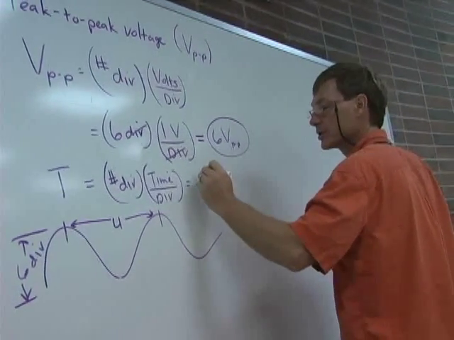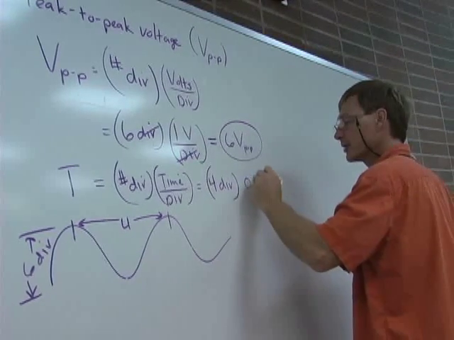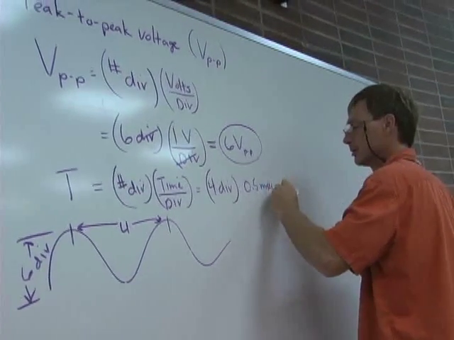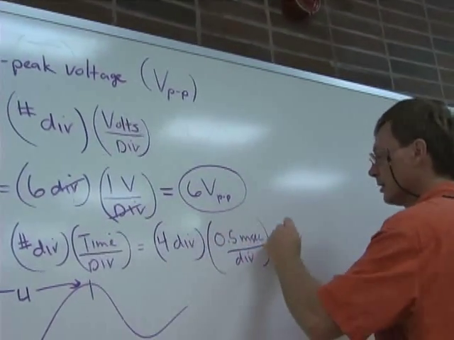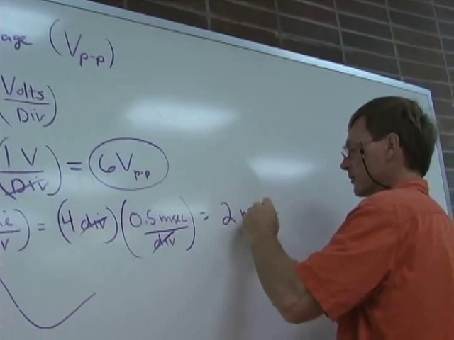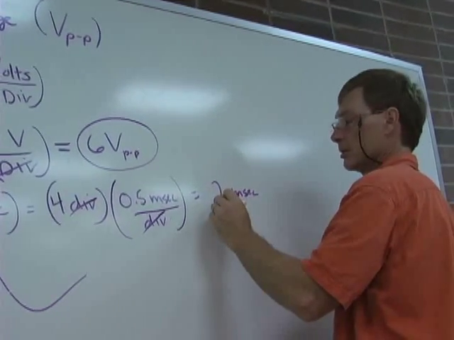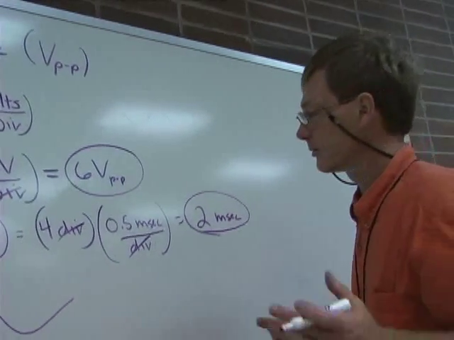So I've got 4 divisions, and I was looking at a half a millisecond per division. That's what the scale knob said. 4 times a half is 2. The divisions cancel. That gives me 2 milliseconds. So the period is 2/1000ths of a second long.